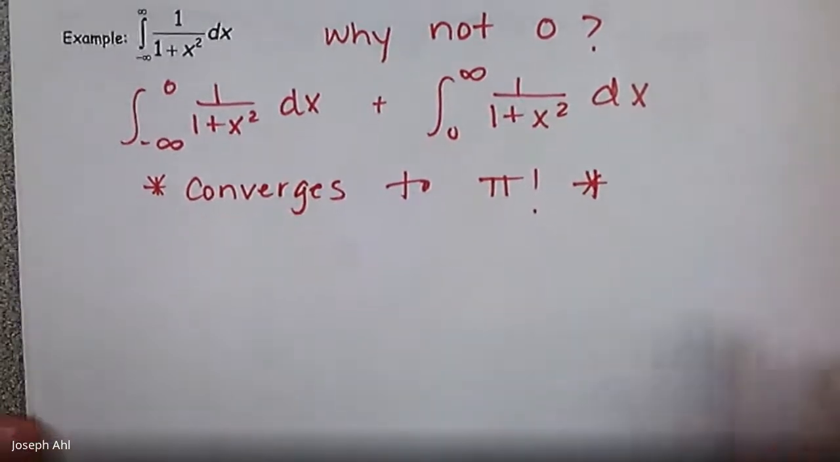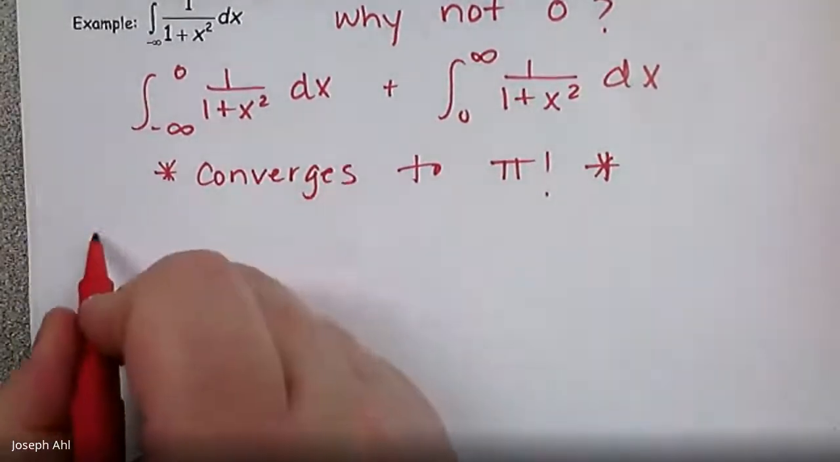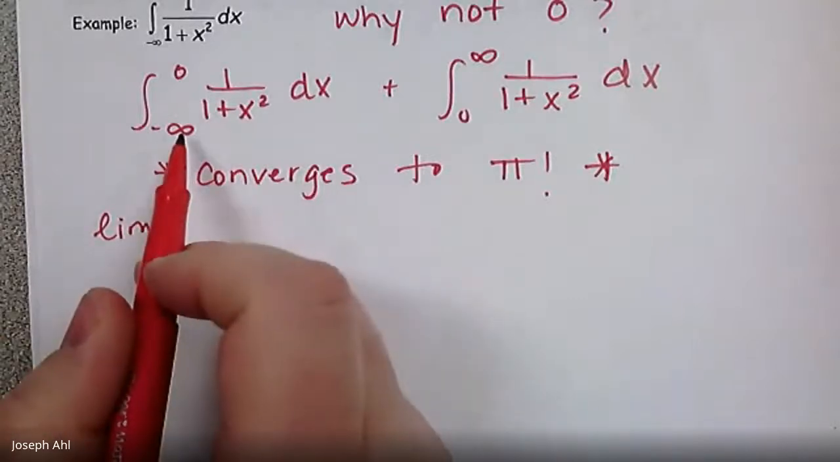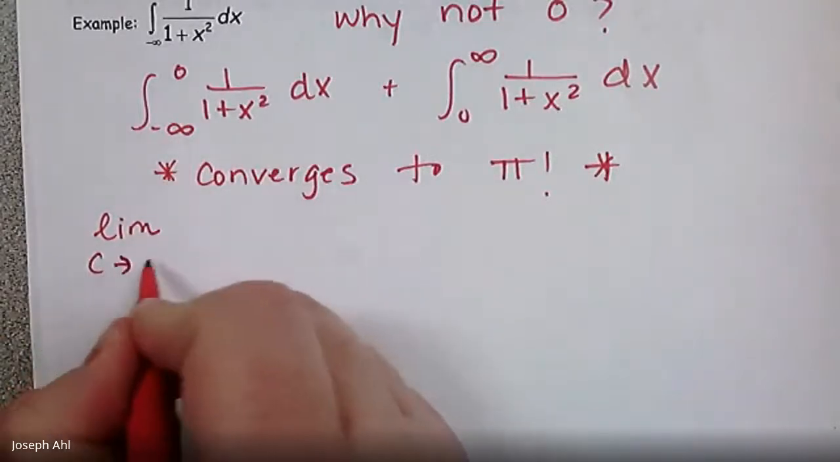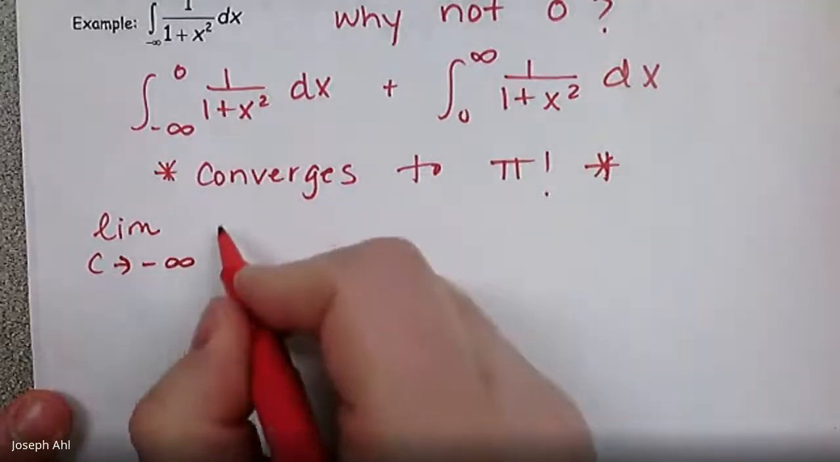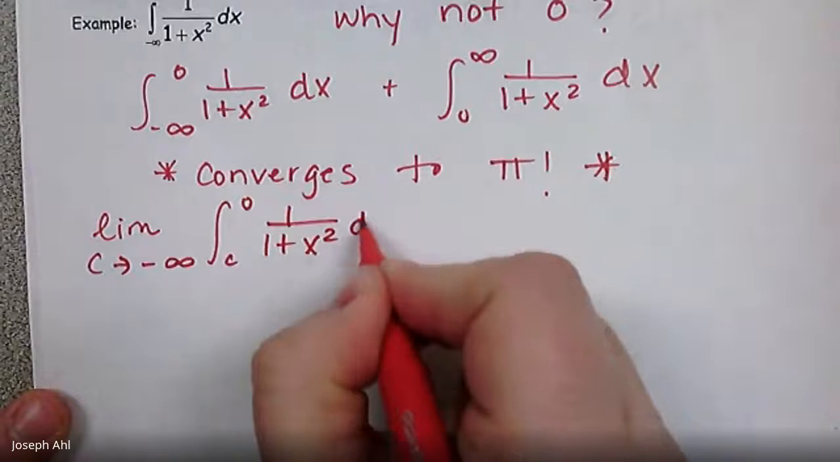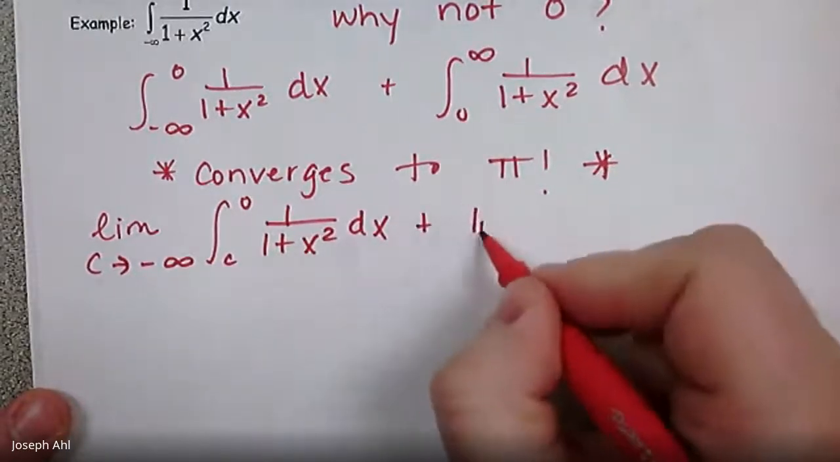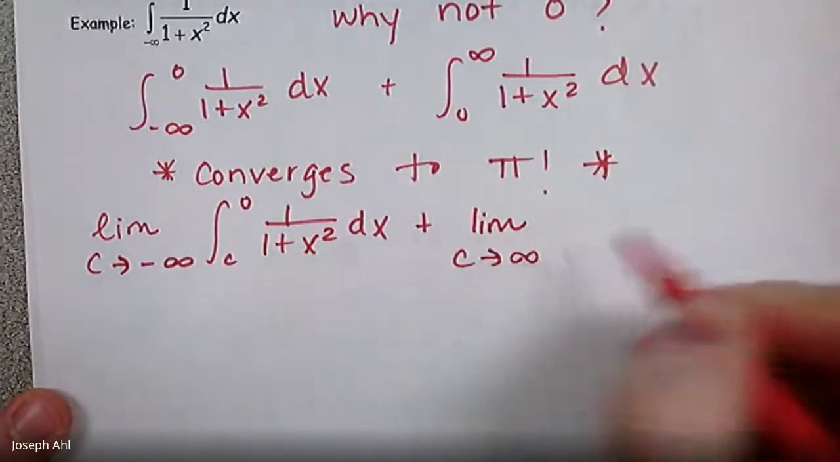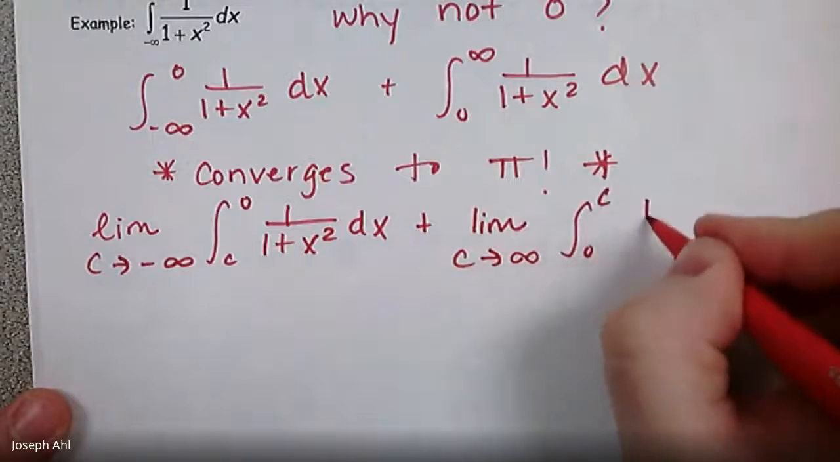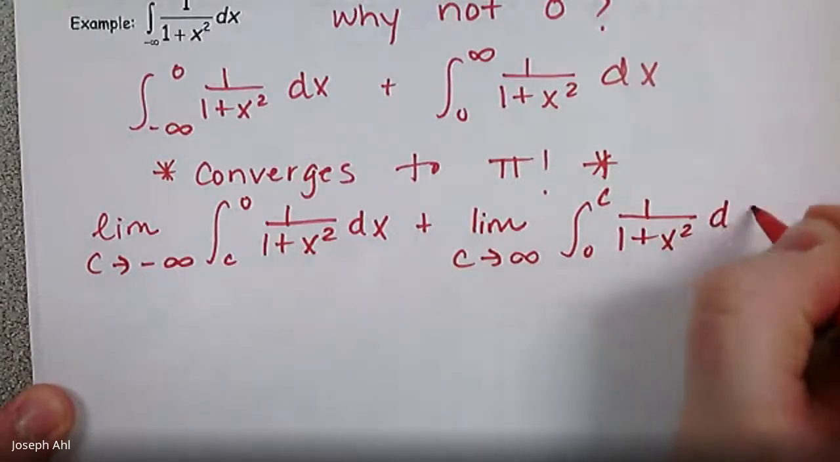So I'm going to set up the limits for you, and then I want to see if you can finish this one out. It's going to be the limit as, well, if we have negative infinity on the lower bound, the limit as c approaches negative infinity from c to 0 of 1 over 1 plus x squared dx. Whereas over here, you would take the limit as c approaches positive infinity from 0 to c of 1 over 1 plus x squared dx.